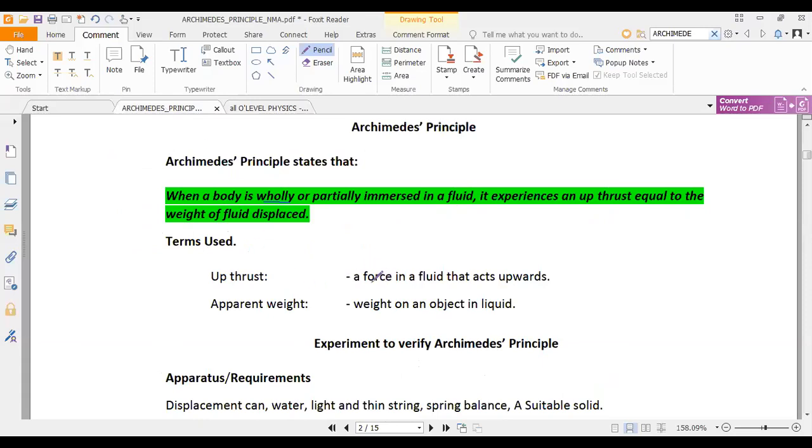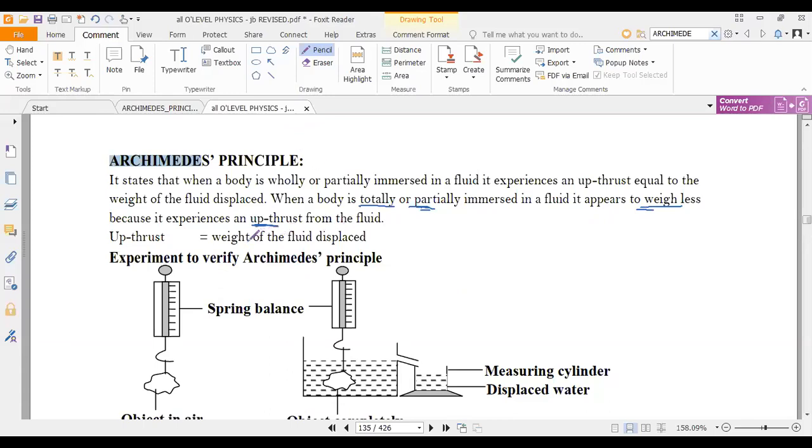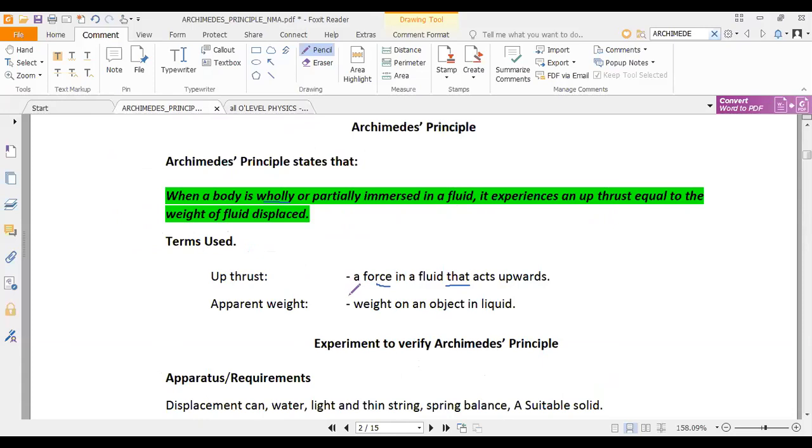So upthrust basically is the force that always acts upwards in a fluid, and it is defined as the apparent loss of weight by a body that is placed in a fluid. So upthrust is the apparent loss of weight of a body that is immersed in a fluid. Among the terms in Archimedes' principle that we have talked about is upthrust, which is a force in a fluid that basically acts to push the body upwards to make it appear to weigh less. And then the apparent weight is the weight of the object in the fluid.